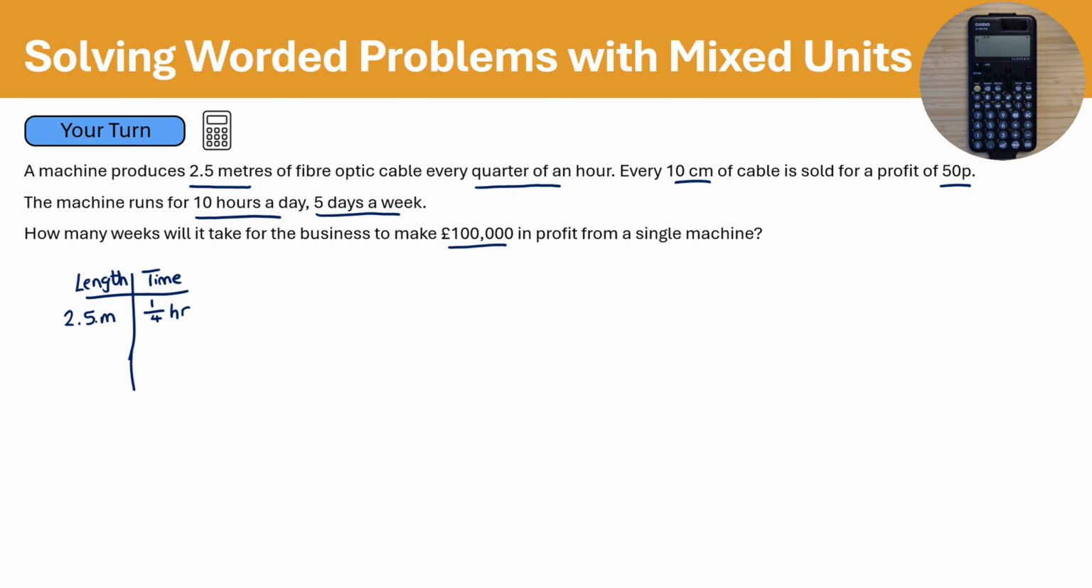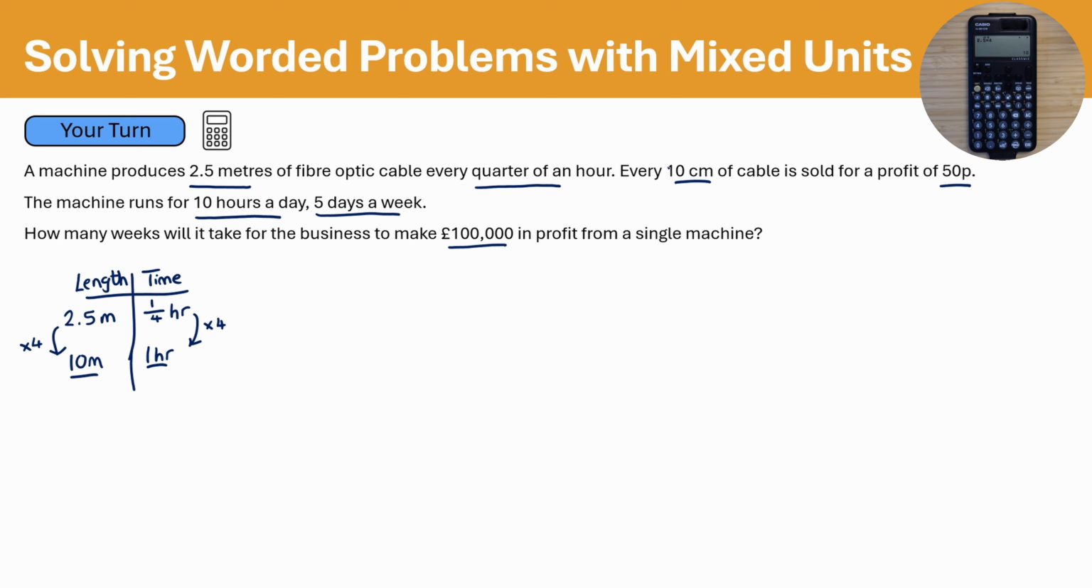With problem solving questions, oftentimes we don't necessarily know where to go right away, but we can turn things into more helpful forms. So what I'm going to do here is work out how much cable it produces every hour. I know 1/4 of an hour is 2.5 meters, so I'm going to multiply by 4 to work out what length is produced in 1 hour. I'll use my calculator, so I'll do 2.5 multiplied by 4 to give me 10 meters. And 1/4 of an hour multiplied by 4 is 1 hour. So the machine produces 10 meters every hour.